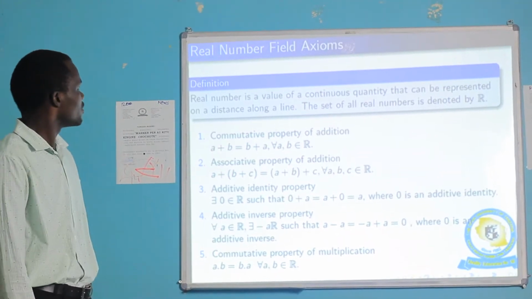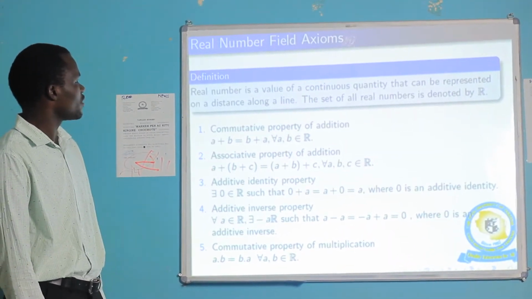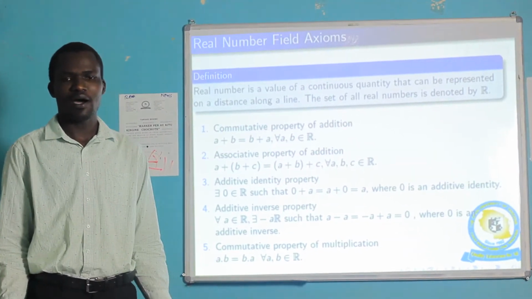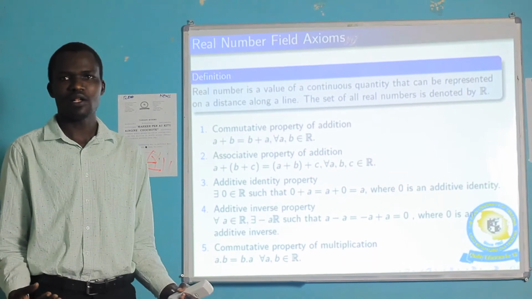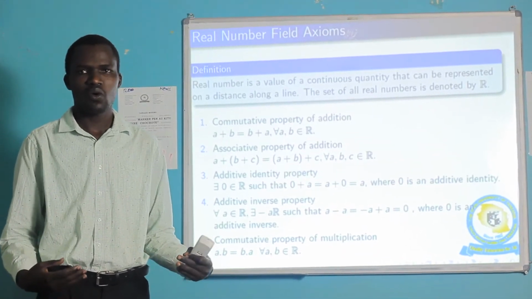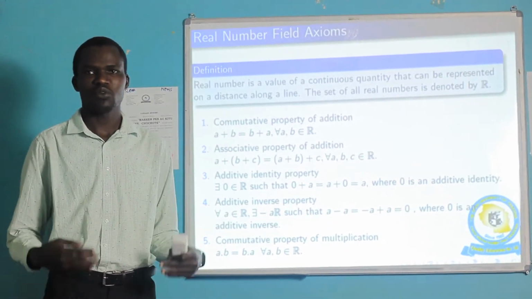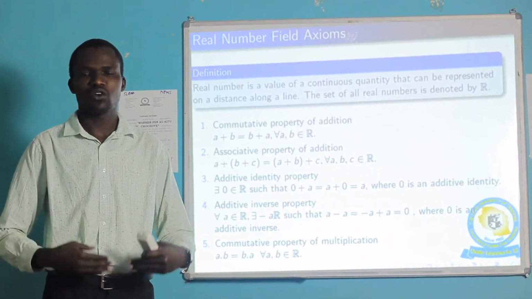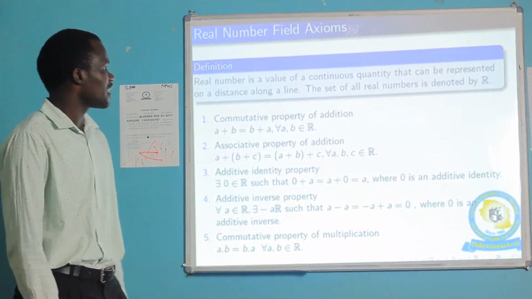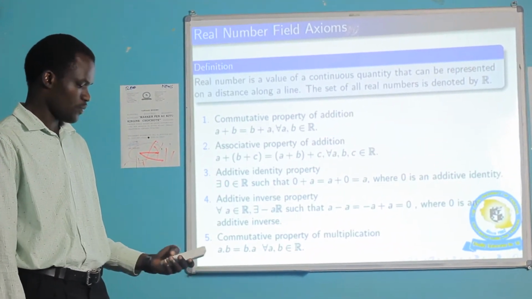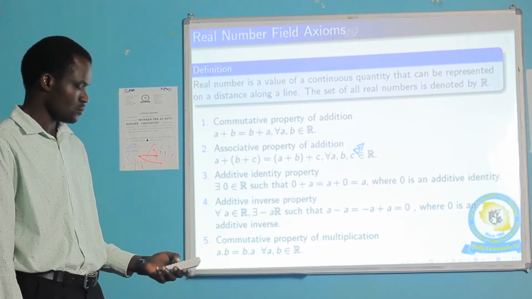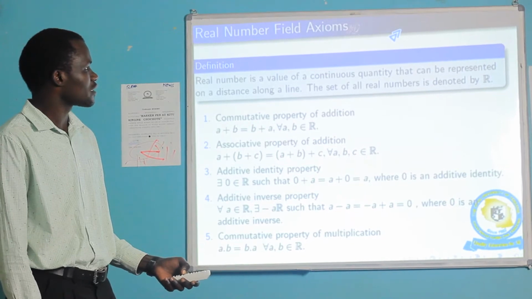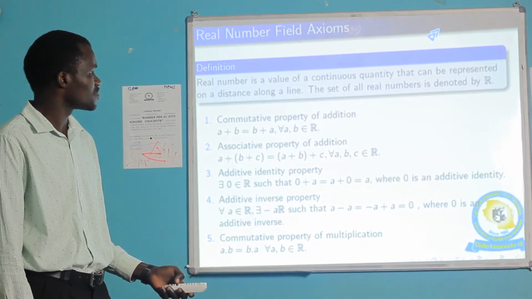So let's start with the first part, real number field axioms. What is a real number? A real number is the value of a continuous quantity that can be represented on a number line. Or you can say it is a set of continuous quantities. And this can be denoted by R. I think you can see it there, by R, written in that way.